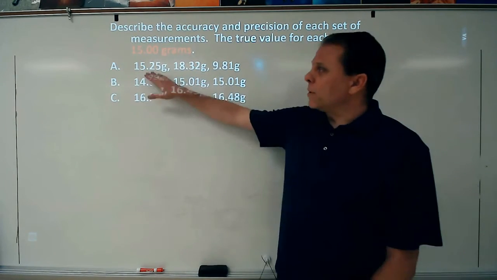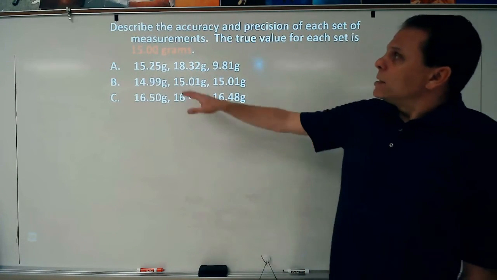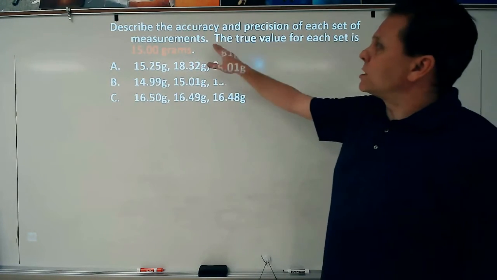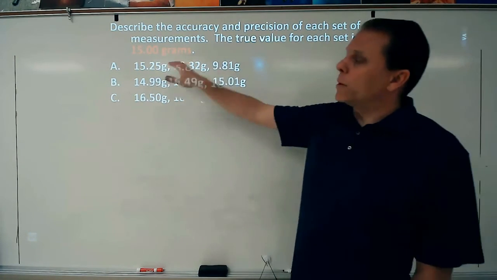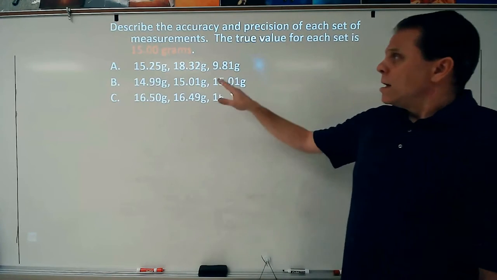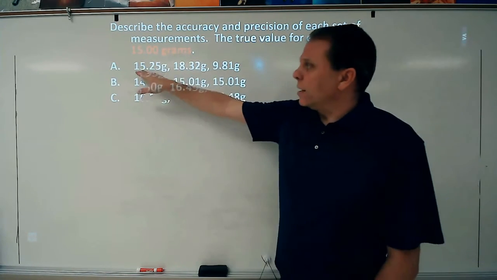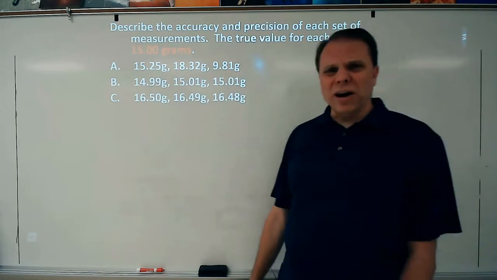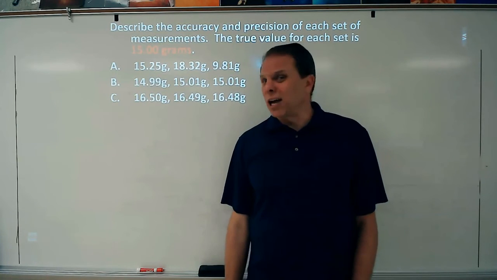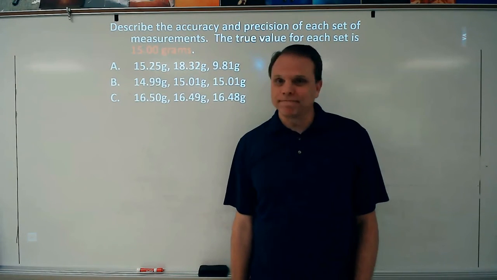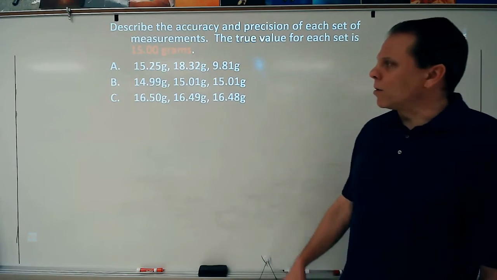Let's look at a couple different examples with the scale. Describe the accuracy and precision of each set of measurements. The true value for each set is 15.00 grams. So now I've got 3 measurements here. Whoa, those are kind of all over the place, aren't they? Does it look accurate? Does it look precise? Neither, right? Neither accurate nor precise.